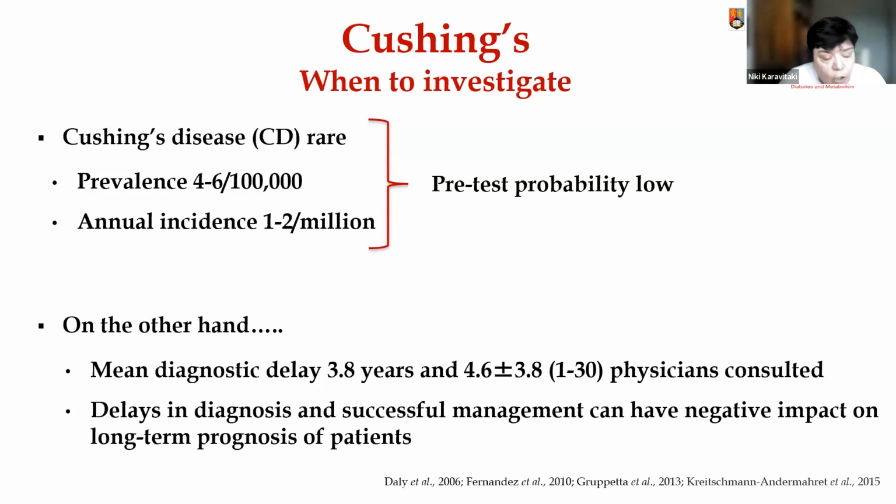On the other hand, we know that even nowadays, the mean diagnostic delay is around 4 years. And importantly, in a study that was published a few years ago, it was shown that until we end up with a diagnosis, a mean of around 5 physicians were consulted, and look at the range, 1 to 30. All this translates to delays in the diagnosis, and importantly to delays in the successful management of these patients. And as we can all imagine, this can have a negative impact on their long-term prognosis.